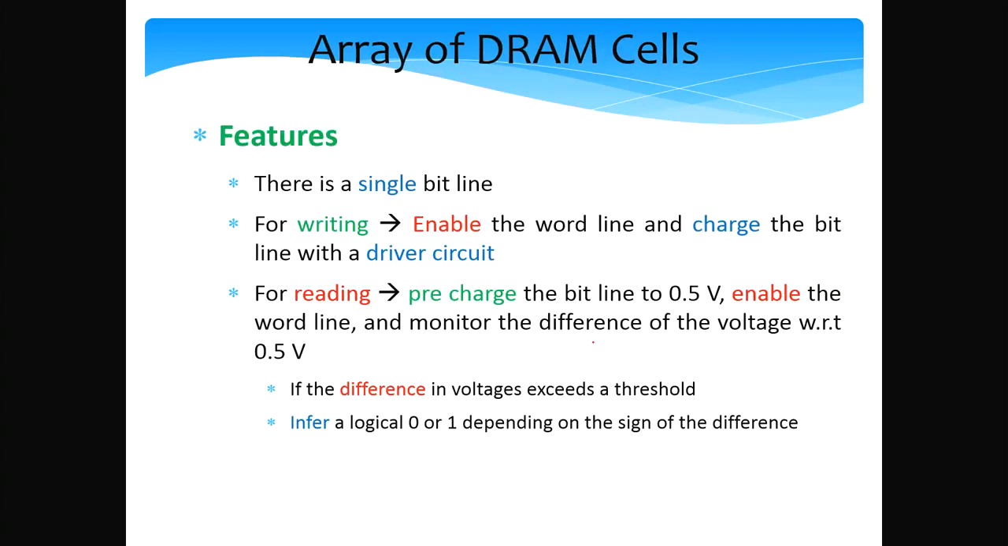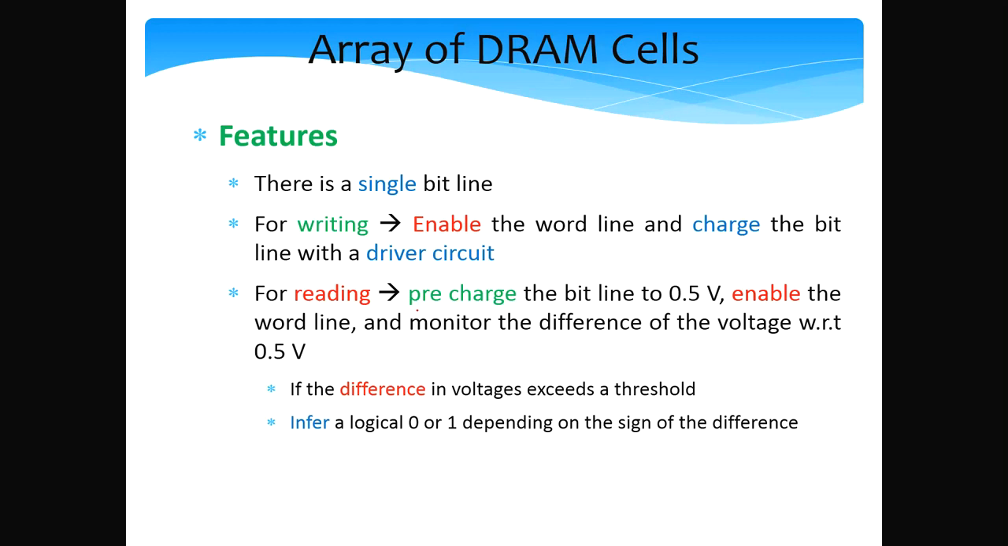Now let's consider an array of DRAM cells. This is very similar to an array of SRAM cells as we had seen. There is a single bit line, so that's one difference. In an SRAM array, there were two bit lines. Here there is a single bit line. For writing, we enable the word line and charge the bit line with a driver circuit, and then the bit line transfers the charge to the capacitor.